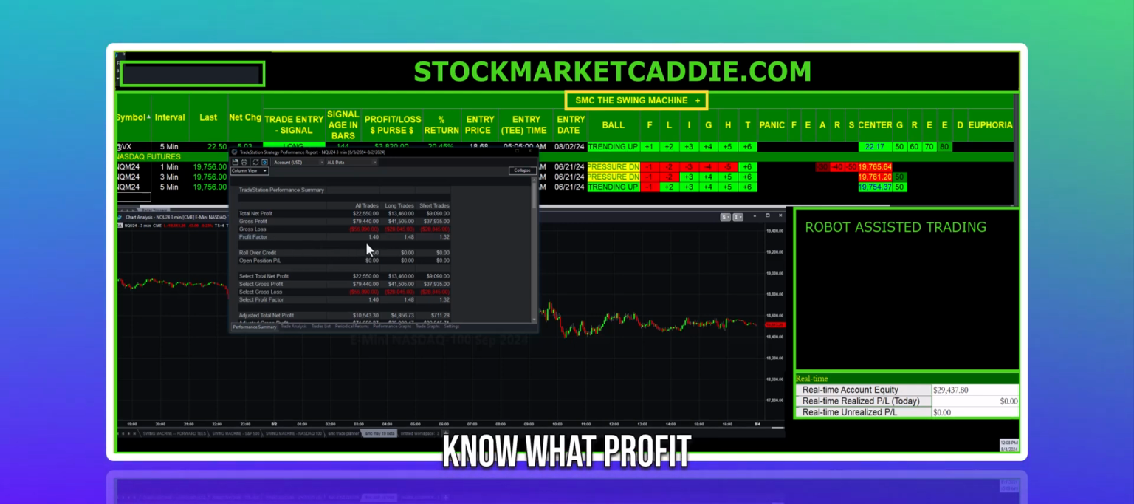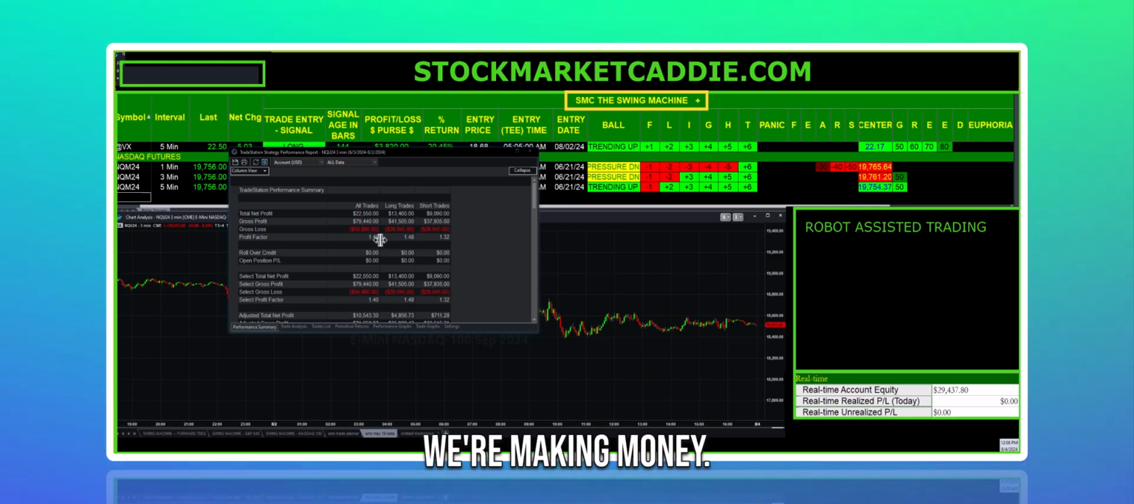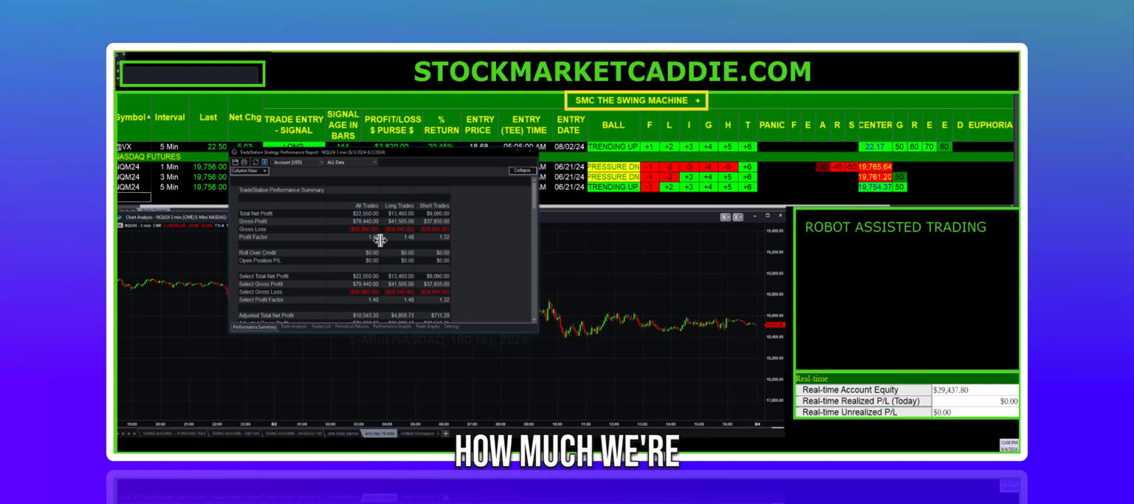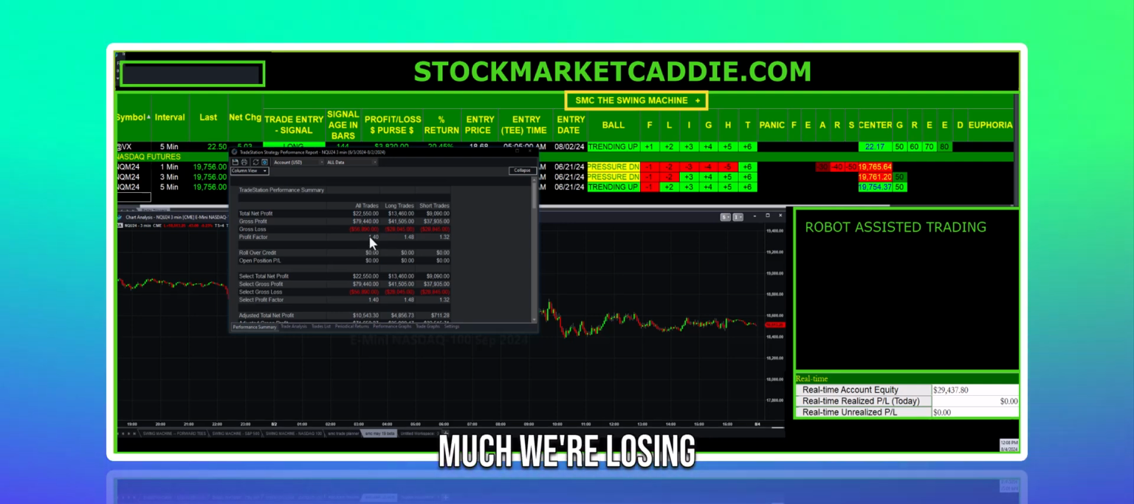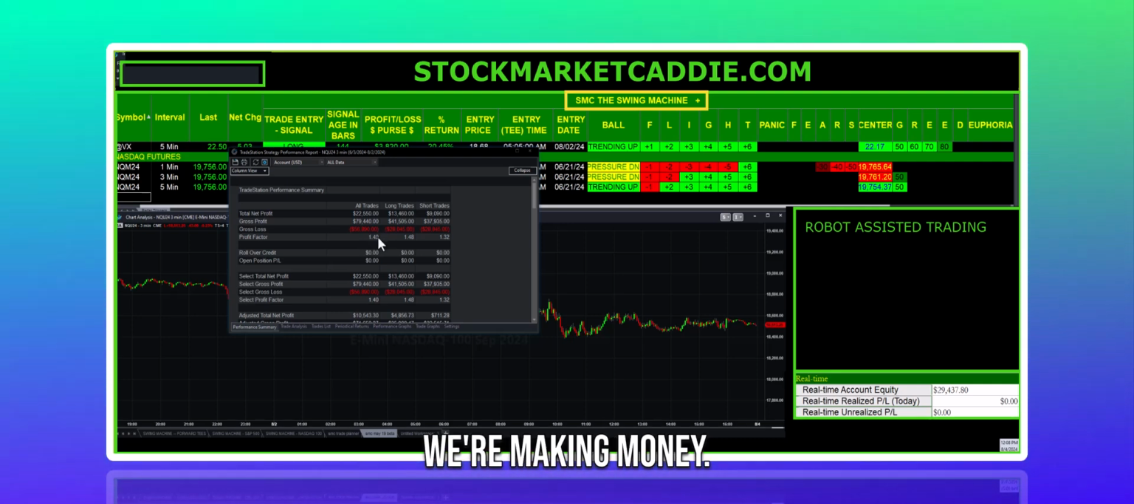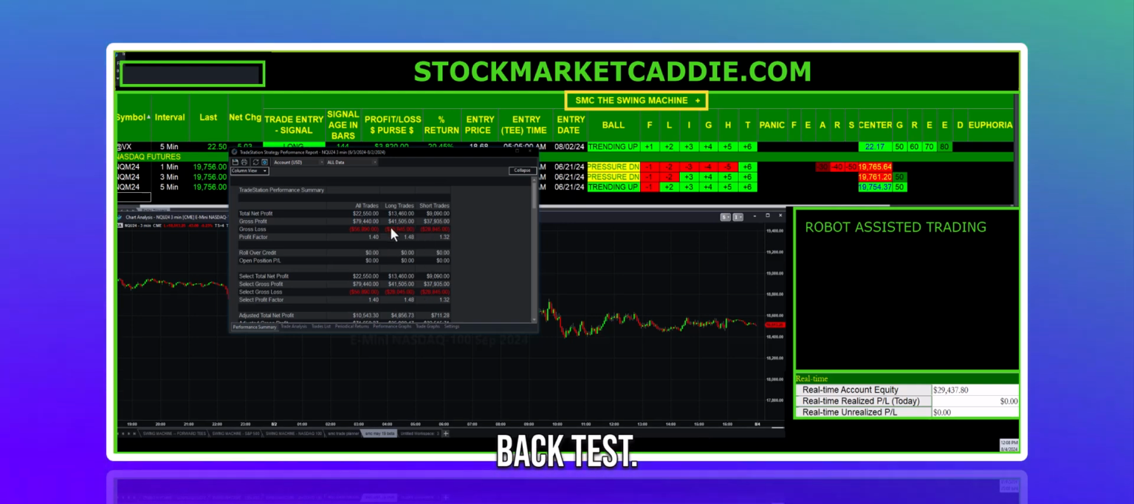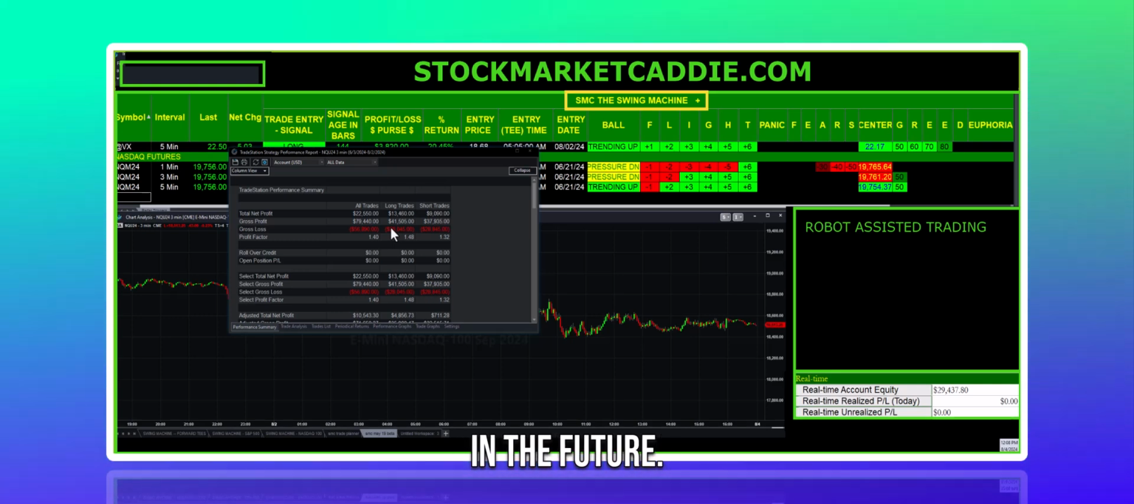If you don't know what profit factor is, you definitely need to give us a call, but that tells us if we're making money. How much we're making versus how much we're losing. As long as we're over 1, we're making money. That is the back test. But it's true, what goes on in the back test may or may not happen in the future.